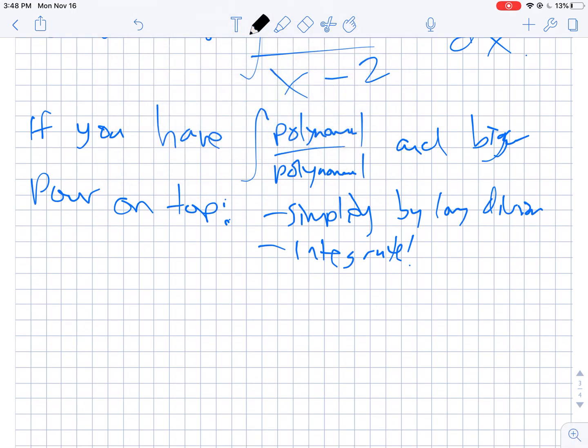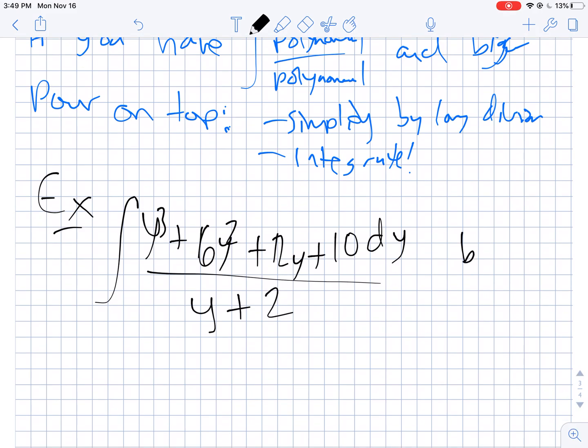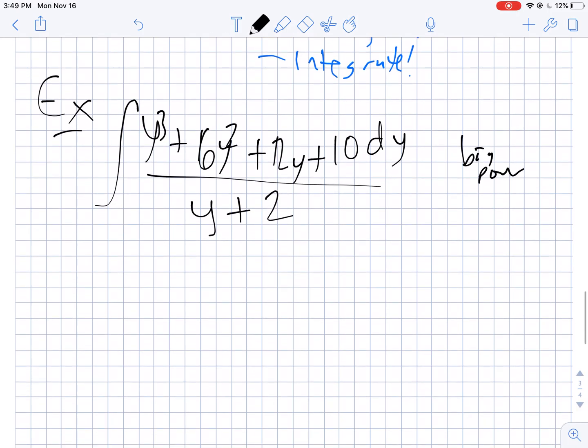Let's take an example. We actually already did that one, but let's suppose you're out in the woods and someone gives you this integral: the integral of y cubed plus 6y squared plus 12y plus 10 dy, divided by y plus 2. Now you see I have a bigger power on top, so we're going to do long division. Before we even take care of the integral, we're going to simplify first.